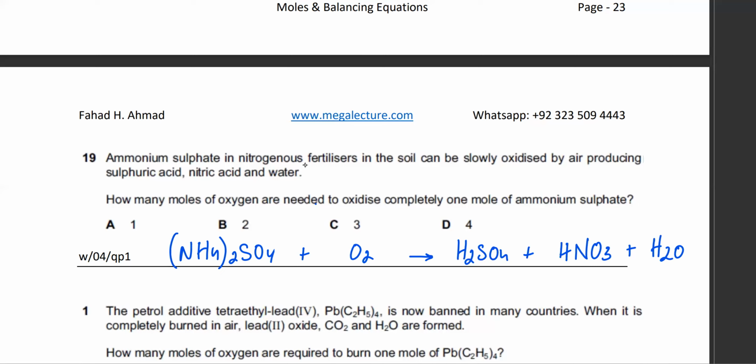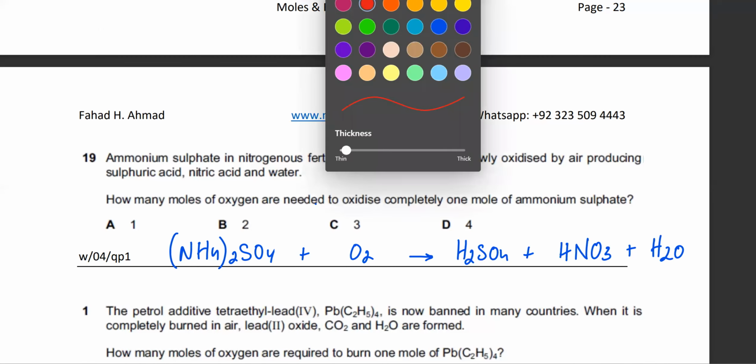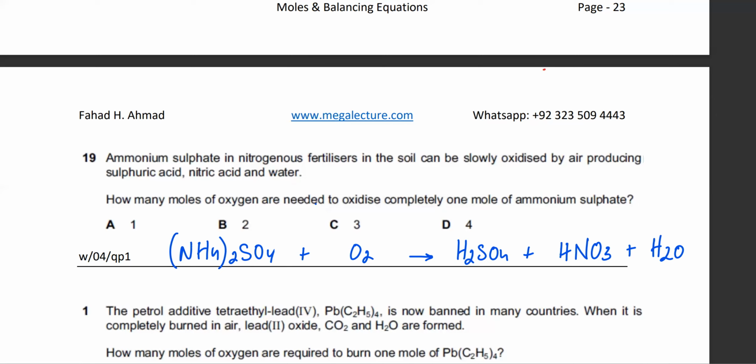Okay, you've got this reaction, and you've got to balance this equation somehow. So first, what is the oxidation state of N in NH4+? How would you calculate this? N is unknown, so that's X. Hydrogen is always +1, and there are 4 of them. The total charge is +1. If you solve this, you'll get -3. So N over here is -3. Is this clear?